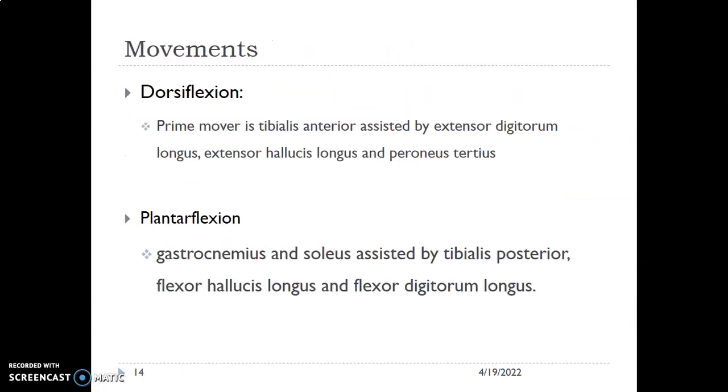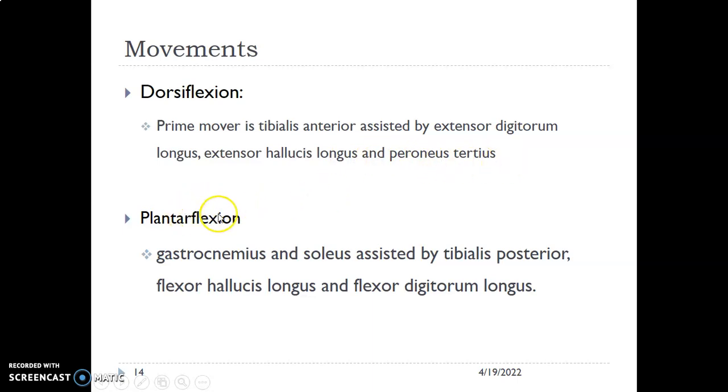So which movements occur at the ankle joint? We have majorly dorsiflexion and plantar flexion. Dorsiflexion is when you make the dorsum of the foot move towards the leg. So the prime mover of dorsiflexion is the tibialis anterior, but usually is assisted by other muscles in the anterior compartment of the leg. This includes extensor digitorum longus, extensor hallucis longus, and peroneus tertius.